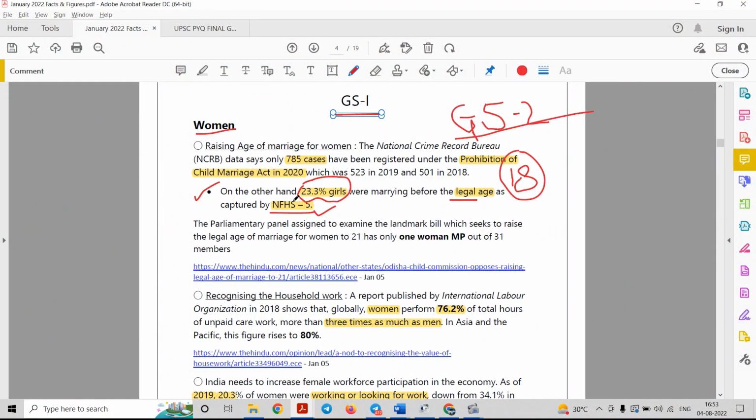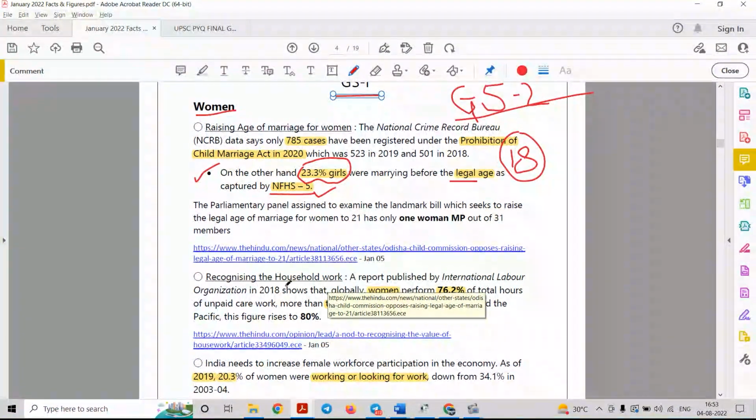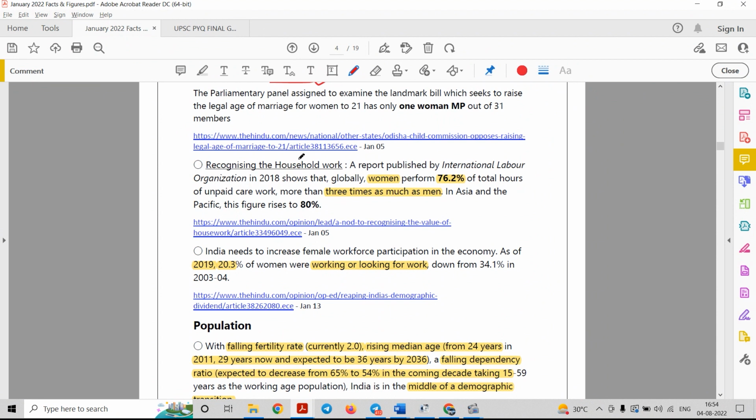So even in anthropology you can utilize these facts. That is the way you can utilize the same fact in multiple ways. That is what I wanted to convey to you. Okay, so let us move to the next fact, that is recognizing household work.